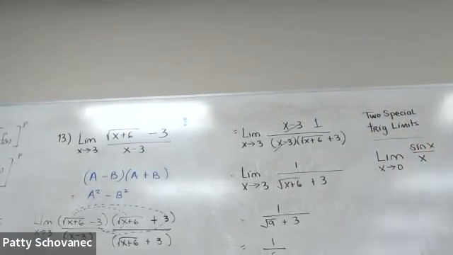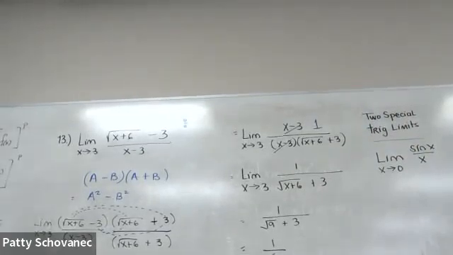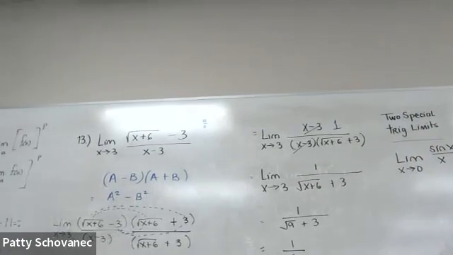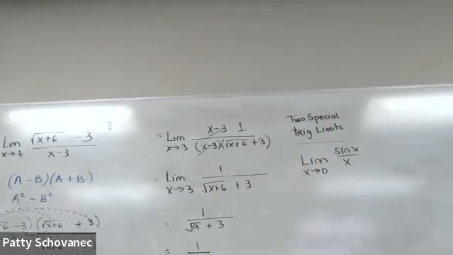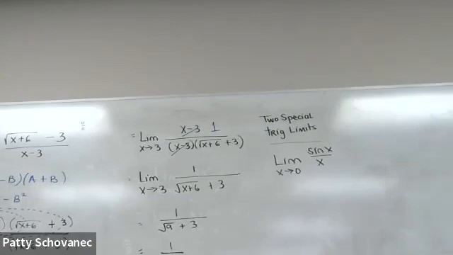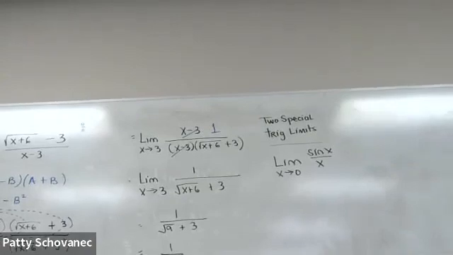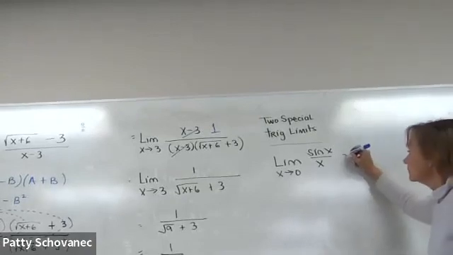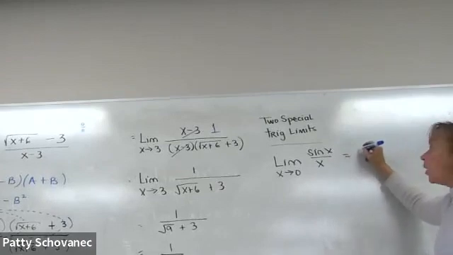That one I did by crunching numbers, the sine of x over x. We said that as x goes to 0, the sine of x divided by x did what? What did we get as the limit? 1.